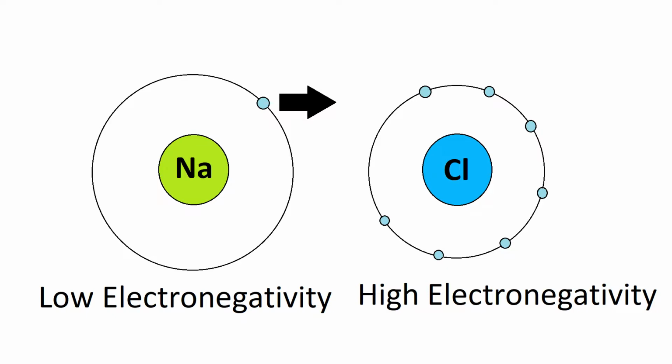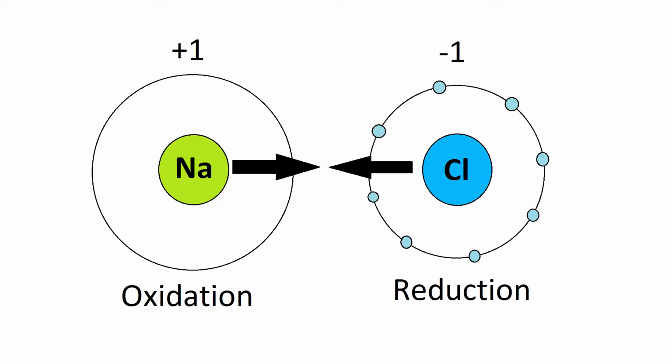And this occurs because sodium has low electronegativity and chlorine has high electronegativity. And because chlorine's electronegativity is so much higher than sodium's, it strips away the electron. The electron is transferred from sodium to chlorine. Something happens between the two atoms.